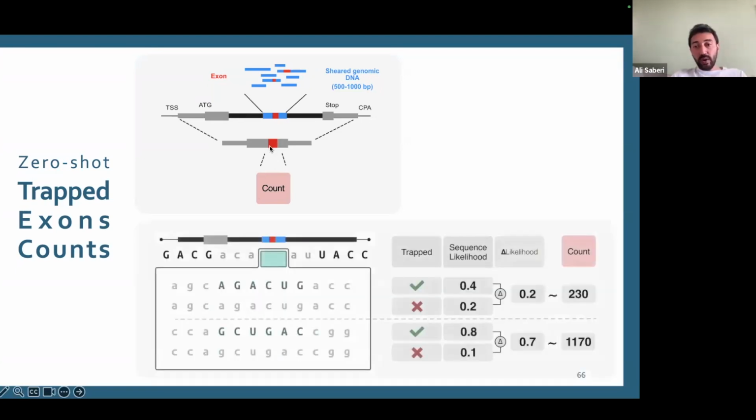The way that we formulate this, because our model can distinguish between exons and introns, is that we have this vector sequence, and when we inject this random fragment, one time we inject it with the region trapped as exon based on the tokenization, and the other time it is not trapped as exon, it's an intron. Then we have the sequence likelihood of these two sequences.